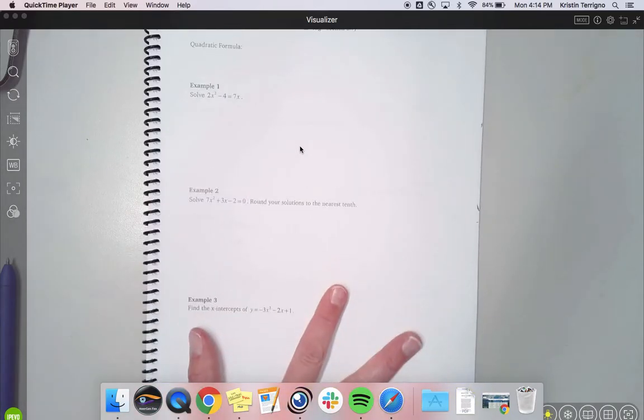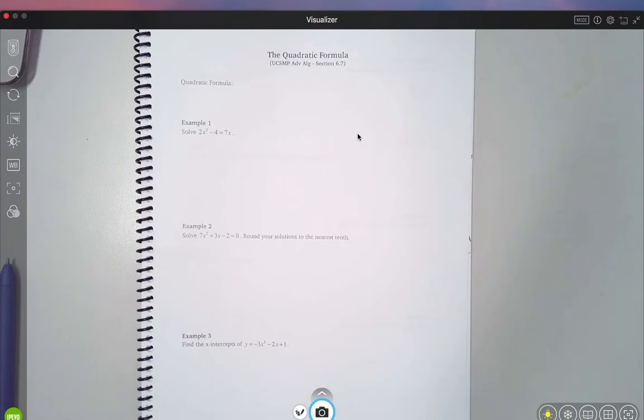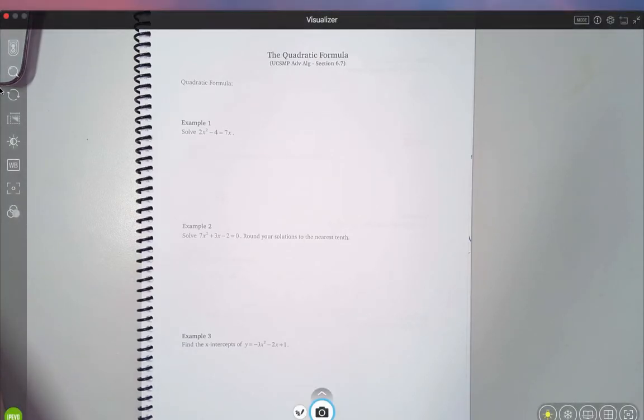Everyone. Today we are finishing up the rest of the lesson on the quadratic formula. So you'll have to flip back in your notes to this page, which is where we left off last week, I want to say Wednesday. Okay, and I'm going to take just a quick second and zoom this in a little bit.